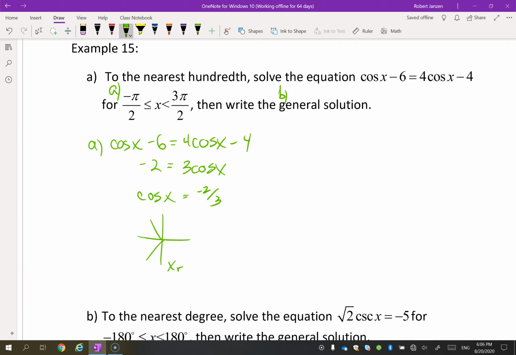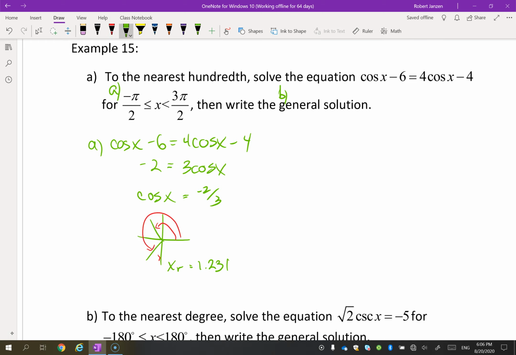2 divided by 3, second cos. So the reference angle is 1.231. And if I look at the domain, I can go from negative pi by 2 all the way to 3 pi by 2. So you can see where my two angles are going to be. They're going to be here and here.